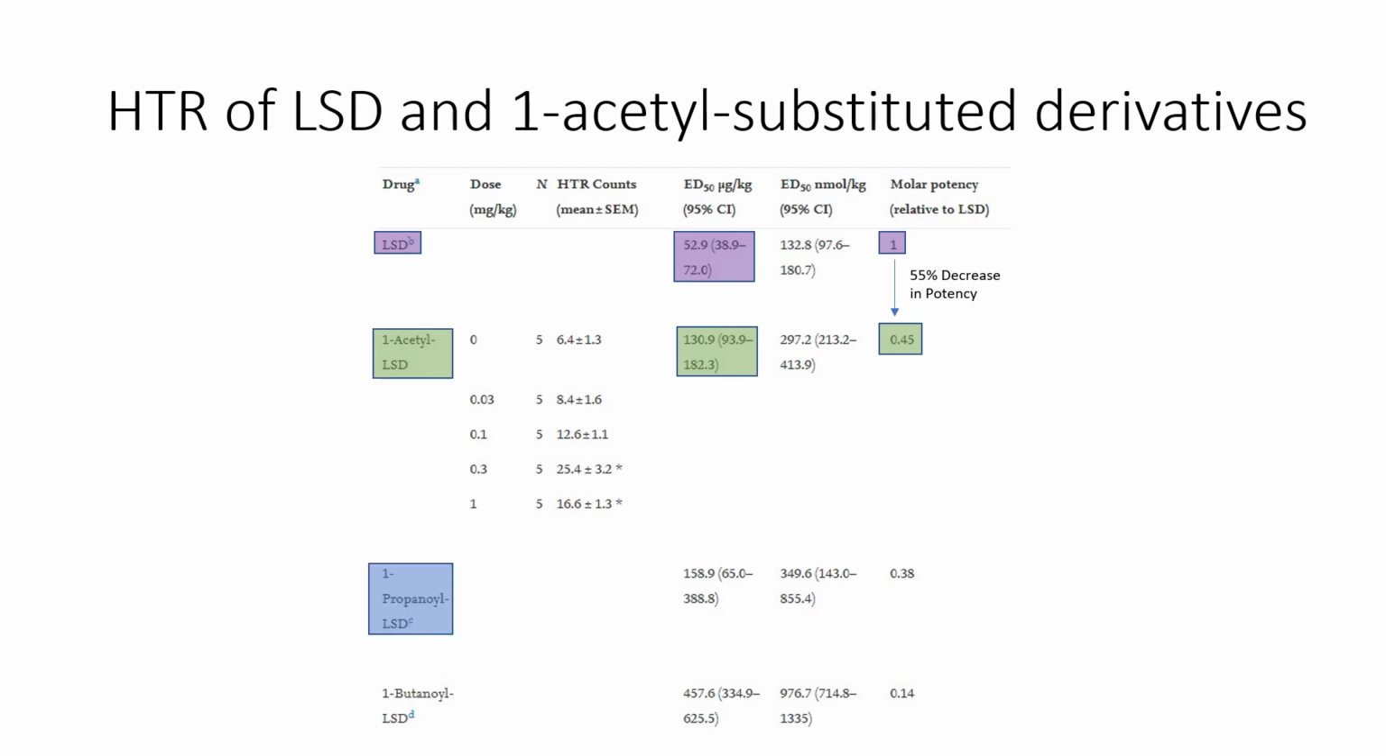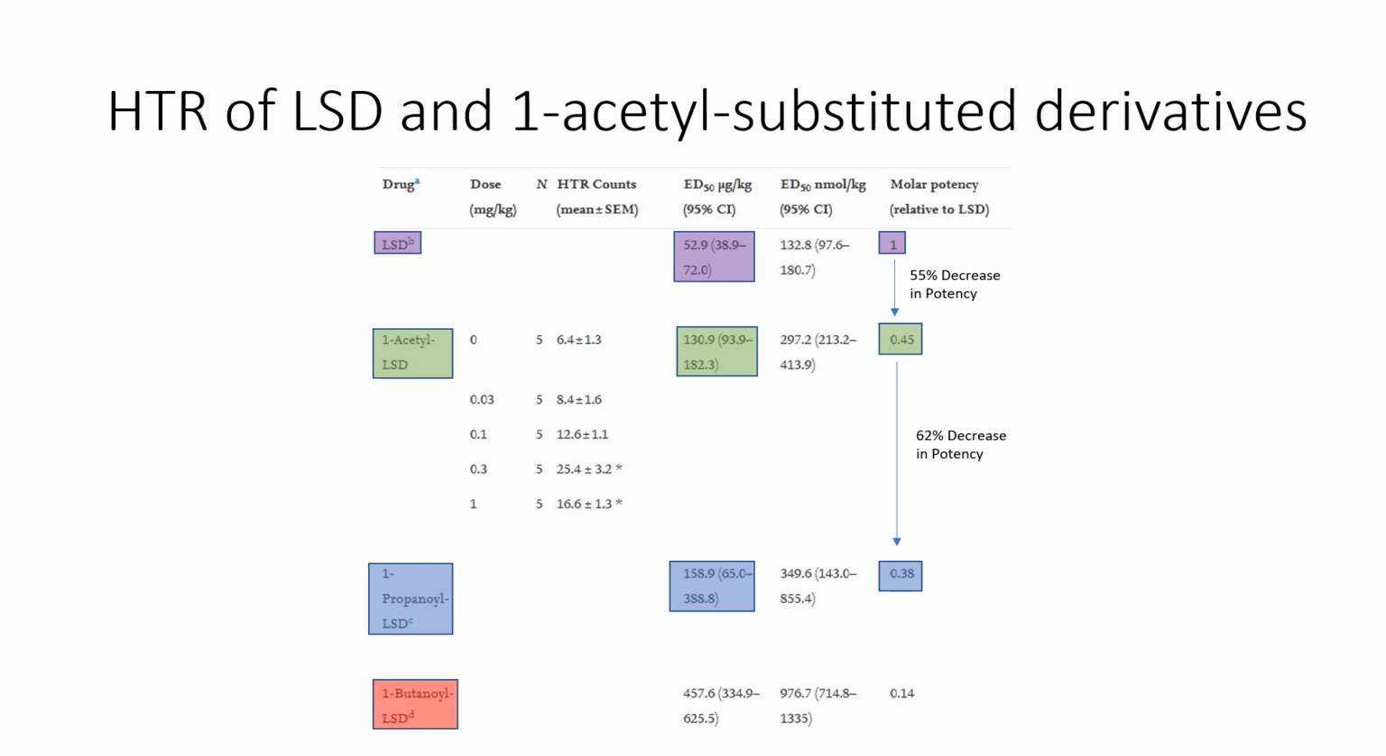1-propanyl LSD has an ED50 value of 158.9 micrograms per kilogram. Its molar potency relative to LSD is 0.38, or we can think about this as a 62% decrease in potency from LSD.